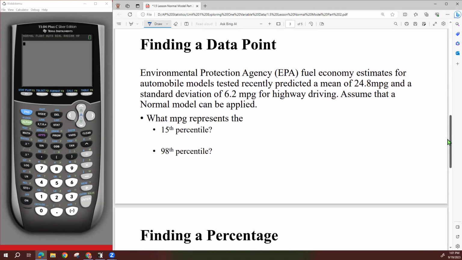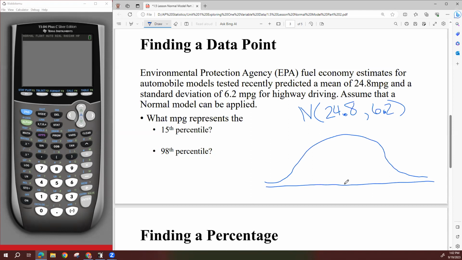So for example, we had this example where we were measuring fuel economy for these vehicles measured by the EPA, and we knew that it was a normal model, and here's our notation, a normal model with a mean of 24.8 miles per gallon and a standard deviation of 6.2 miles per gallon. That's what this notation tells us. And so we could draw that. And again, my normal curves are terrible, but a sketch is a sketch and it's helpful. There's our center around our mean.